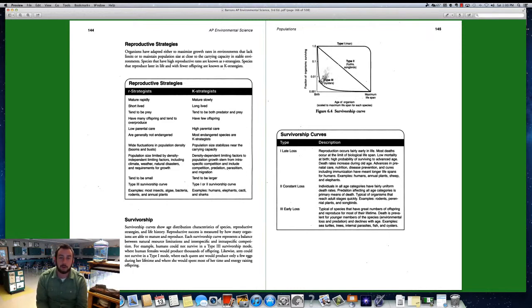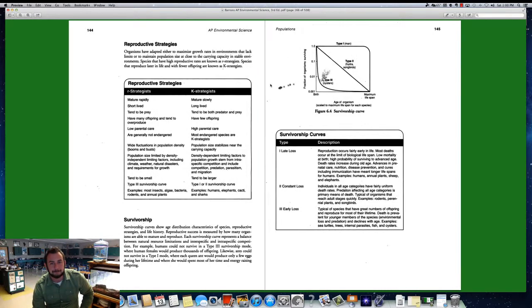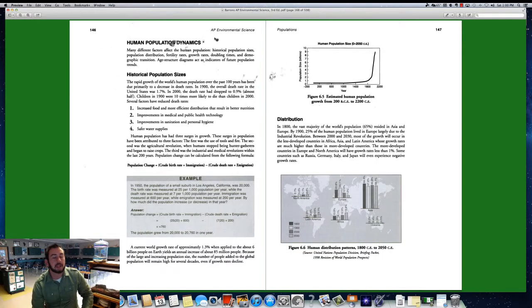Okay, so there's our three survivorship curves. Number 1, late loss, which is us. Number 2, constant loss, which are birds for the most part. And type 3, which is early loss. Those are our r-strategists. All right, let's look at human populations now.